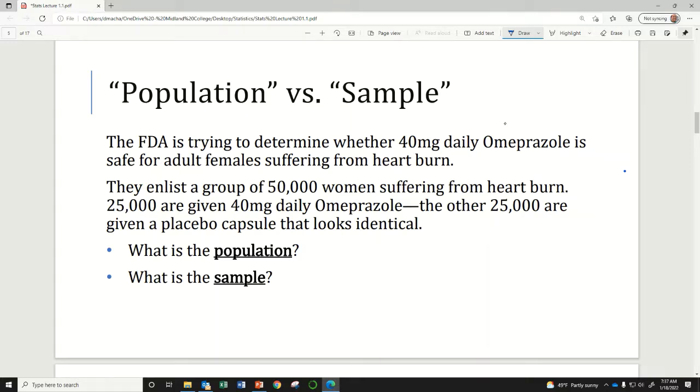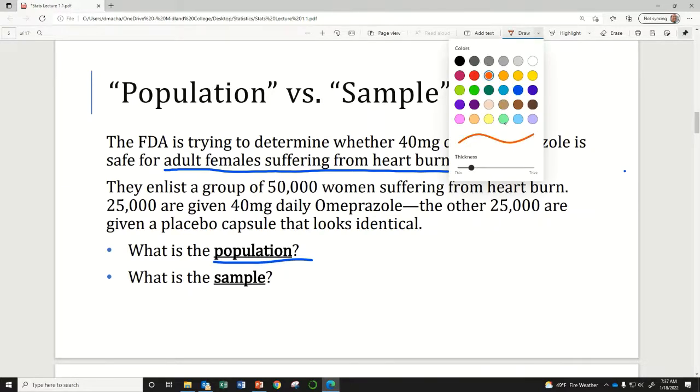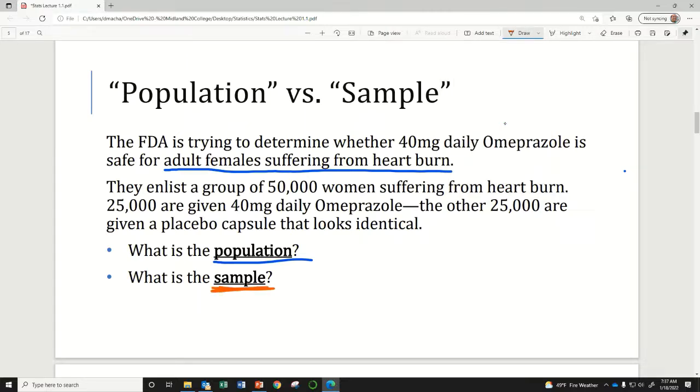But here, what is the population? What is the sample? Again, the population, which is the group that we're trying to make an inference about, is basically all adult females who suffer from heartburn. This is our population. And then our sample, basically where do we get the data from? Our sample is this group of 50,000 women that are actually participating in our experiment.